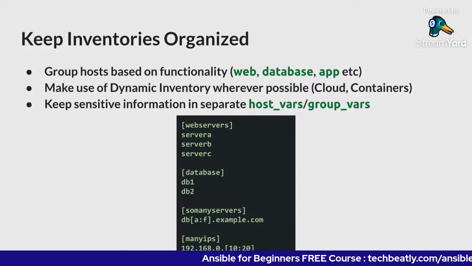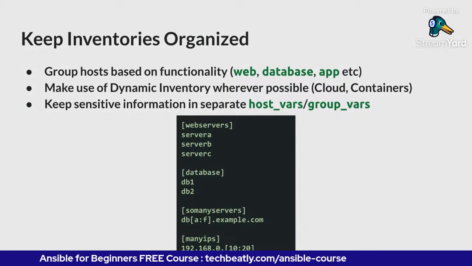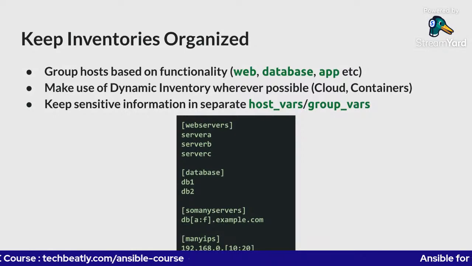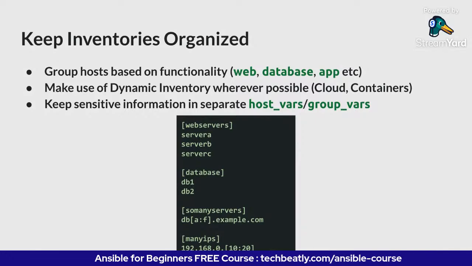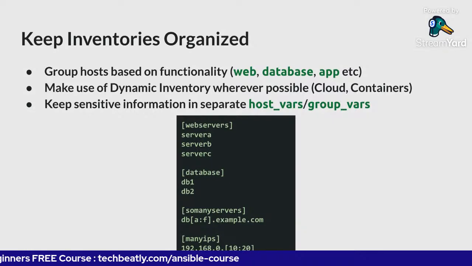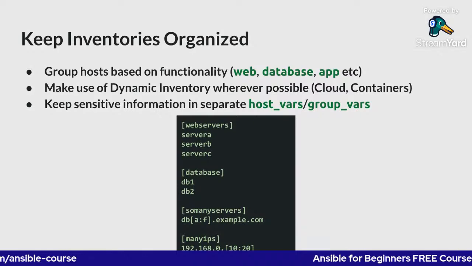Then always keep your sensitive information in separate host vars or group vars. Let's say you have some credential or some specific API key or key for some servers or some devices. Separate the sensitive information in a file and vault it. You can use Ansible Vault to encrypt this, and do not keep it in the same normal non-sensitive variable file.